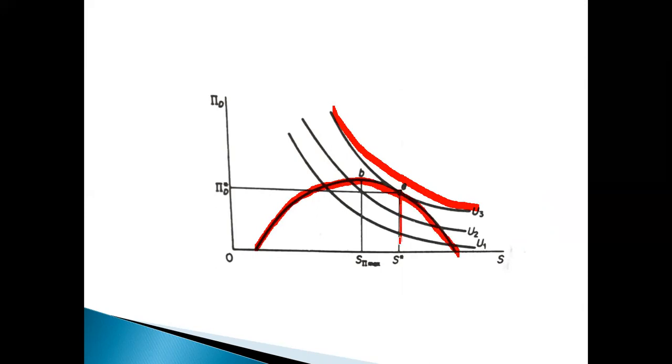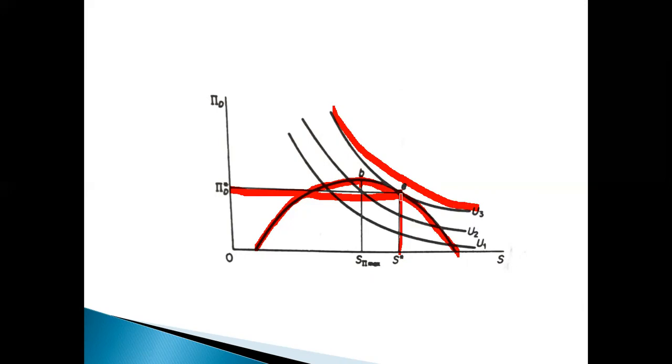There, the equilibrium level of staff expenditure is S star, and the equilibrium level of discretionary profit is pi D star. B is the maximum point of discretionary profit, but at that point we have very little staff expenditure. So in short, this is the managerial utility curve, U3, the indifference curve, where it is tangent to the profit staff curve.